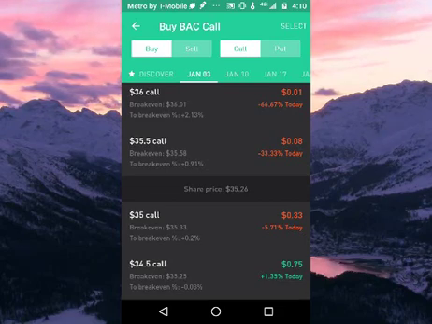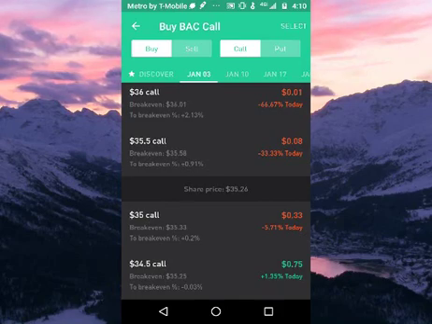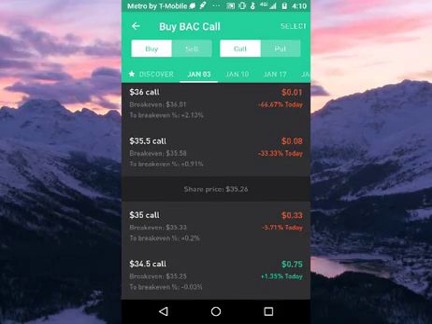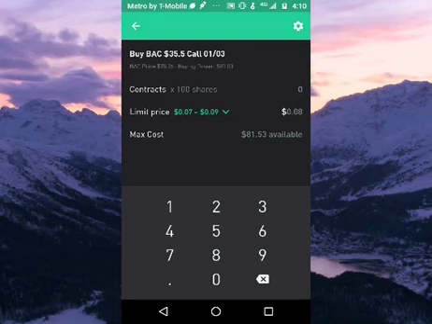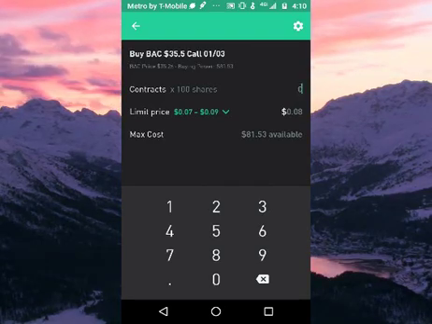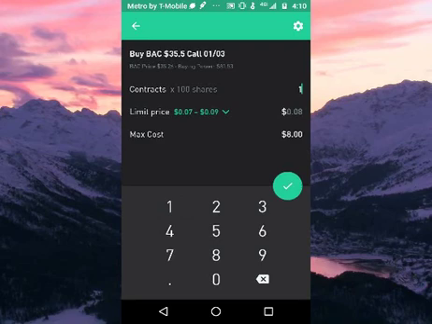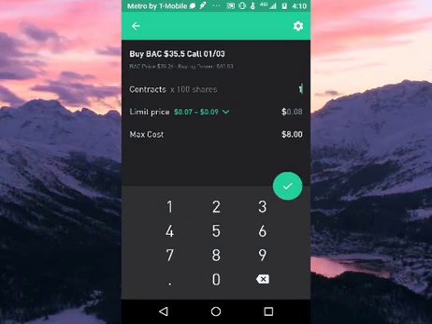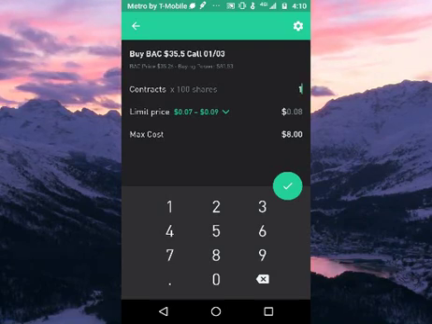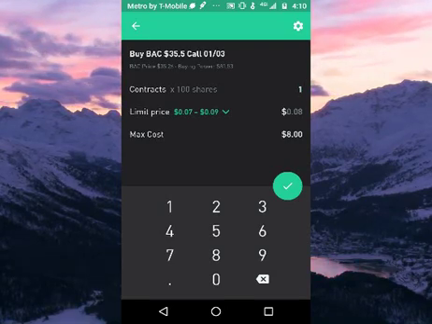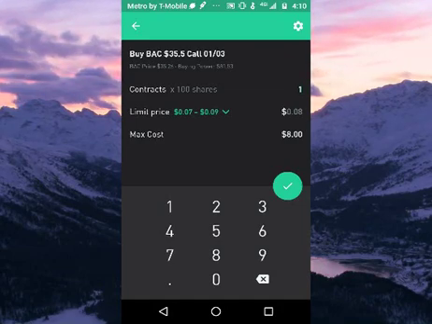So in this case, I'm going to buy the $35.50 because I believe Bank of America is going to go to that price. And how many contracts I want to buy, I'm going to buy one. As you can see, every contract is 100 shares. So if I buy 2 contracts, that means it's 200 shares. And below it says the limit price is 0.07. That's the bid, and 0.09, and that is the ask.